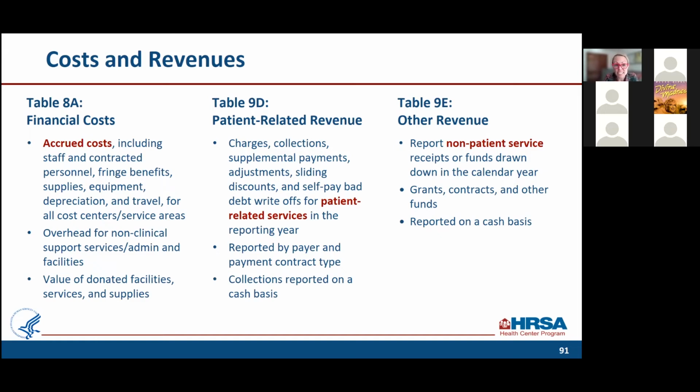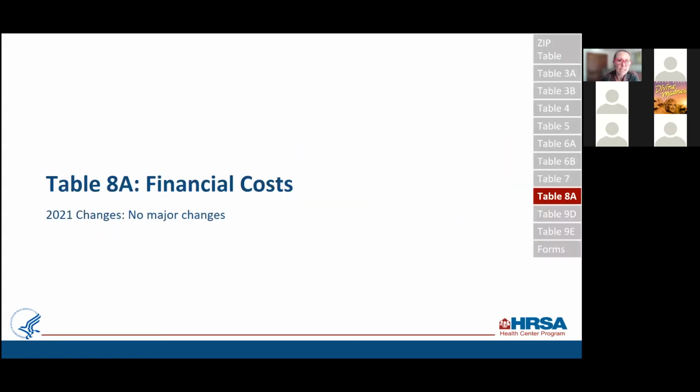Table 9D collects patient service revenue, including charges, collections, and adjustments attributable to the calendar year. Table 9E collects revenue related to non-patient receipts, including grants, contracts, and other funds related in that calendar year from sources within the scope of the project. That's just a high-level overview of what each of the tables we're going to get into cover.